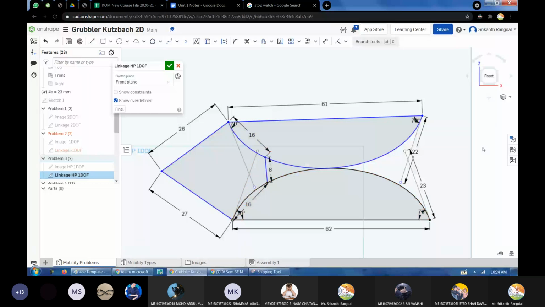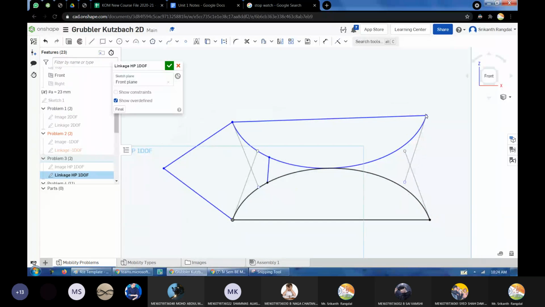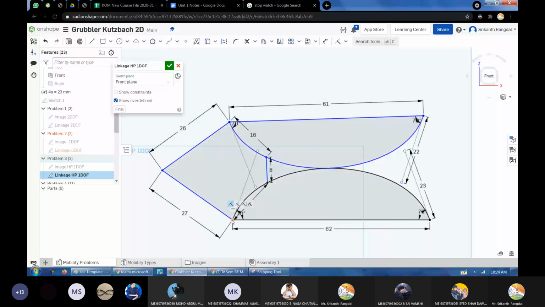Now coming to joints, how many binary joints are there? Count them. 4? 5, sir. Let us count again. So first binary joint is here, second, third, fourth, and fifth. So the number of binary joints here is 5.